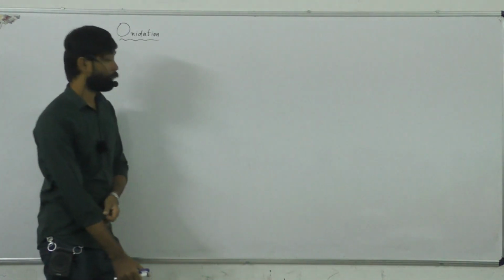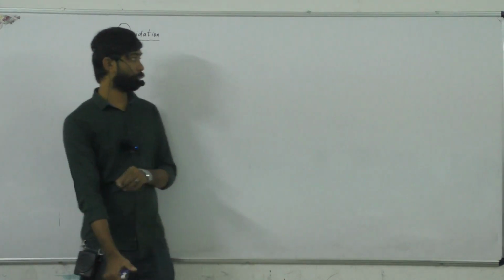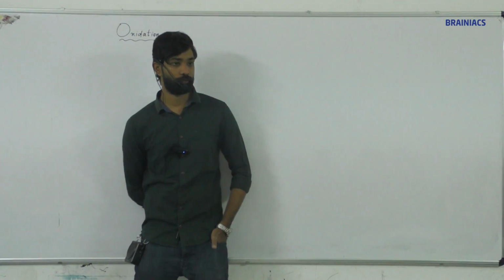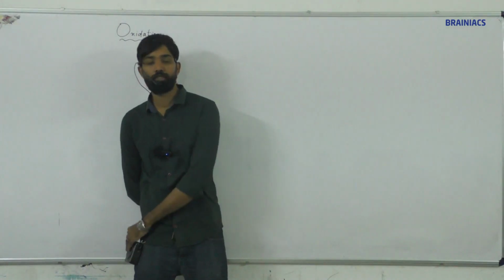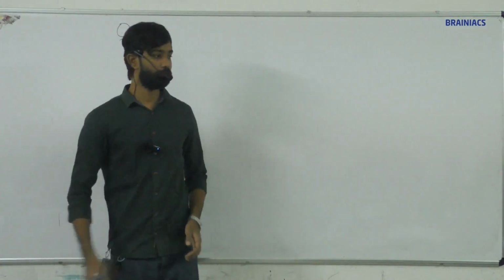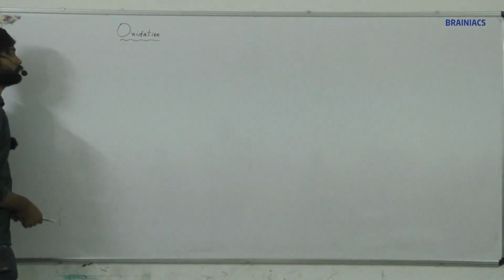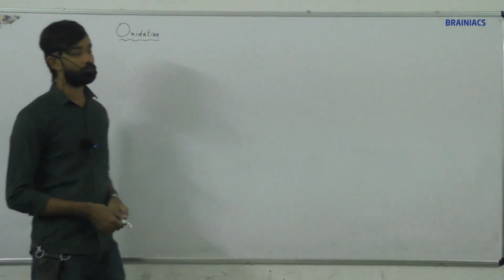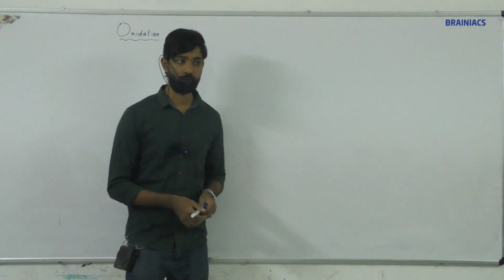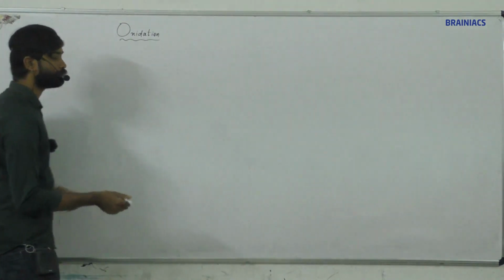So the next chemical properties, two more chemical properties, are oxidation and cyclic polymerization. The next one is oxidation. Like your alkene, here also there is oxidation by strong oxidizing agent and ozonolysis.